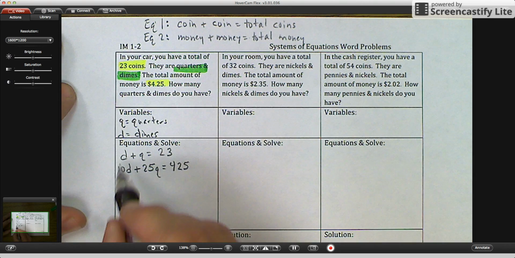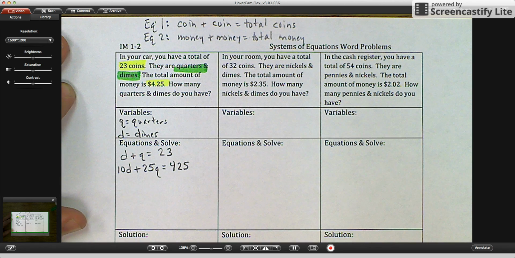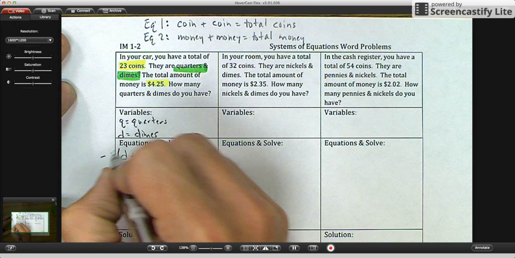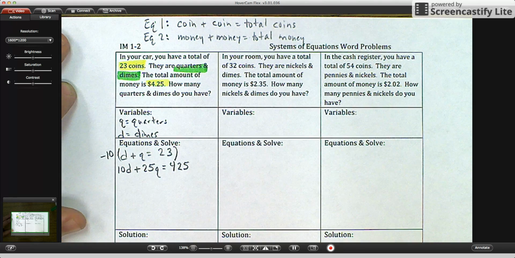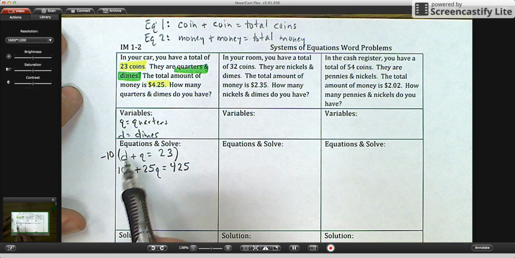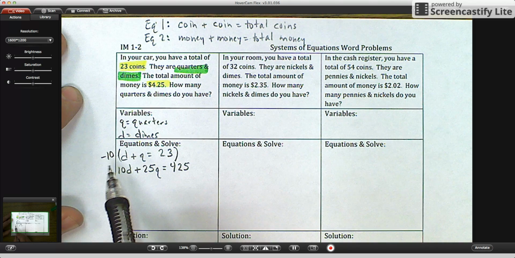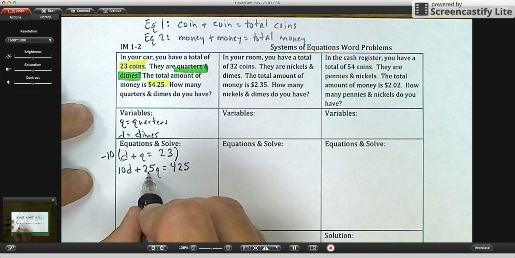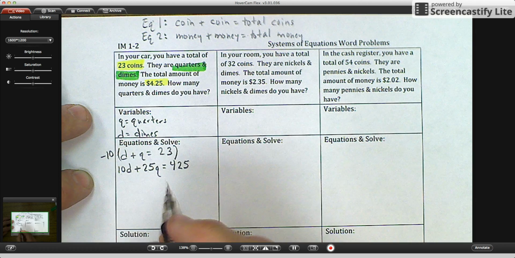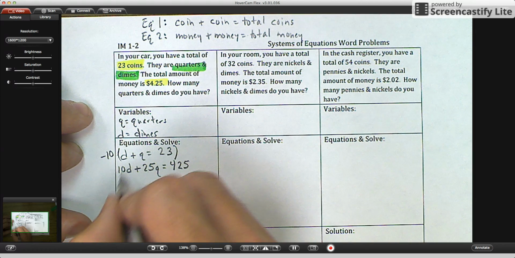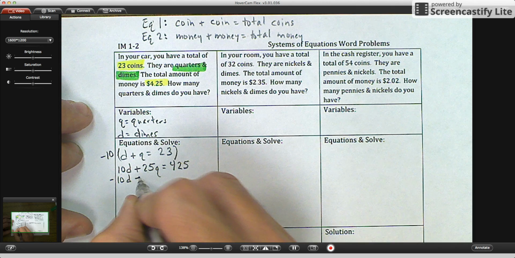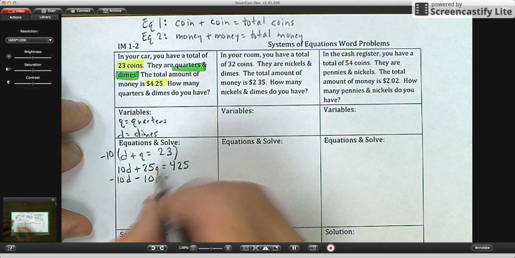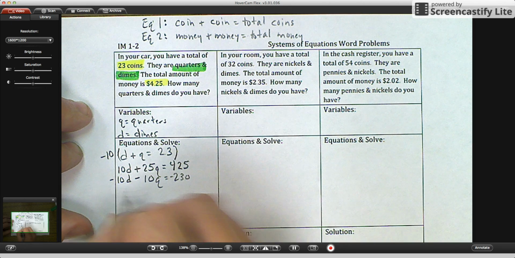So now we have our two original equations, and now we need to modify. So I'm going to modify by removing the dimes. So I'm going to multiply everything by a negative 10. And what you always want to do is multiply by the smaller denomination. I'll show you why in a minute. Since dimes are 10 cents, quarters are 25 cents, you would always eliminate the dimes first. So when you multiply that, you get a negative 10D minus 10Q is equal to, and then 23 times a negative 10 would be negative 230.